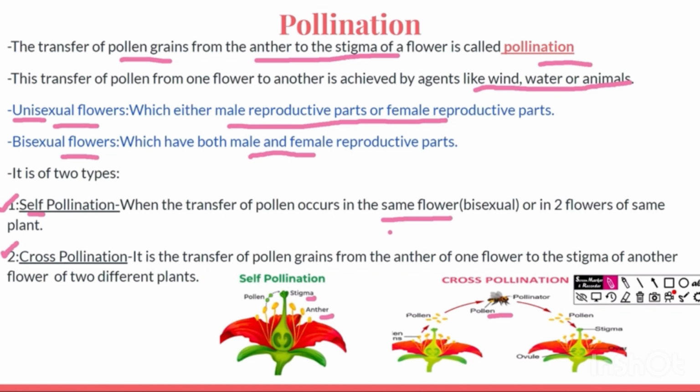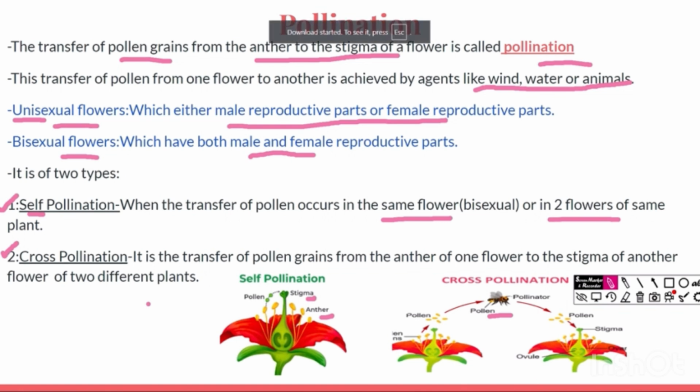So whenever the transfer of pollen occurs in the same flower or in two flowers of the same plant, so if there are two or more flowers in the same plant, whenever pollination is there between them, that pollination is also called self-pollination.